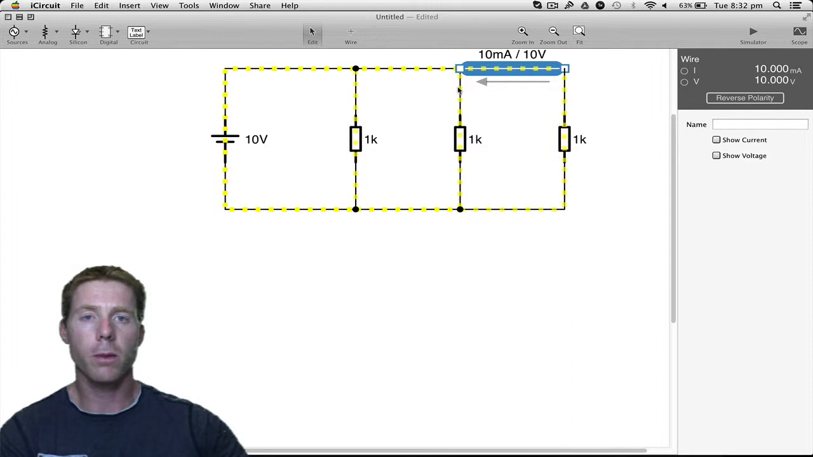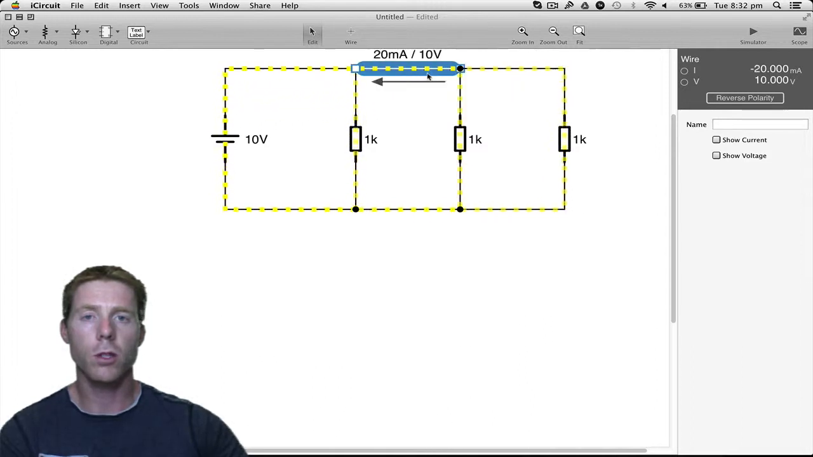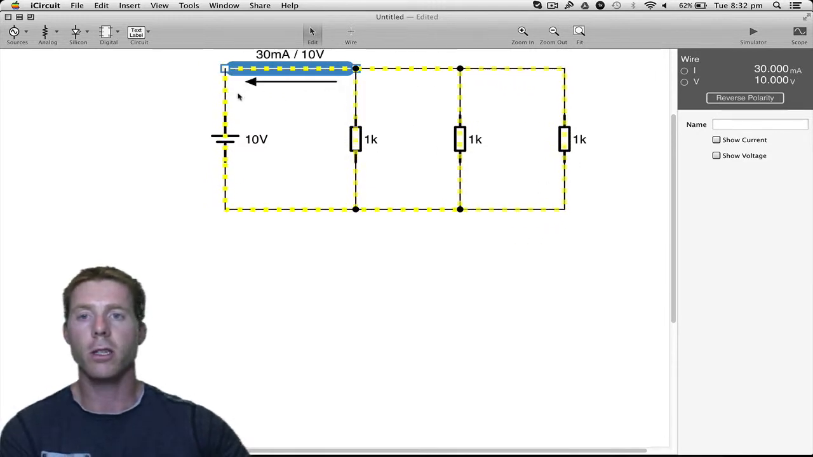So what do we get? 10 plus 10 gives us 20 again. 20 plus 10. So 20 coming through there from these two guys, plus 10 coming from this single guy. We're back to 30.